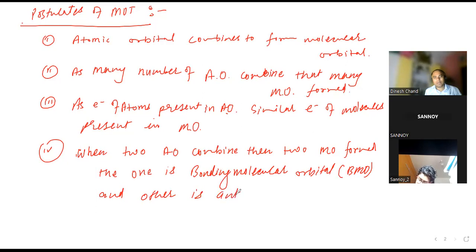This chapter was taught by Akash Institute. Sir, when this chapter was being taught there, I missed some classes, but MOT is taught in our school.